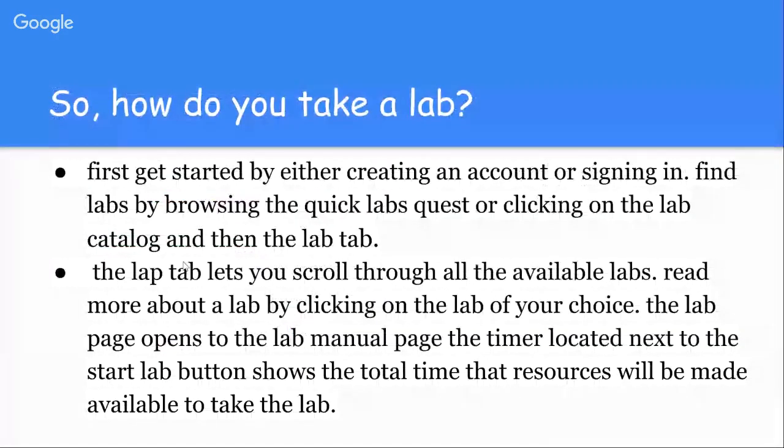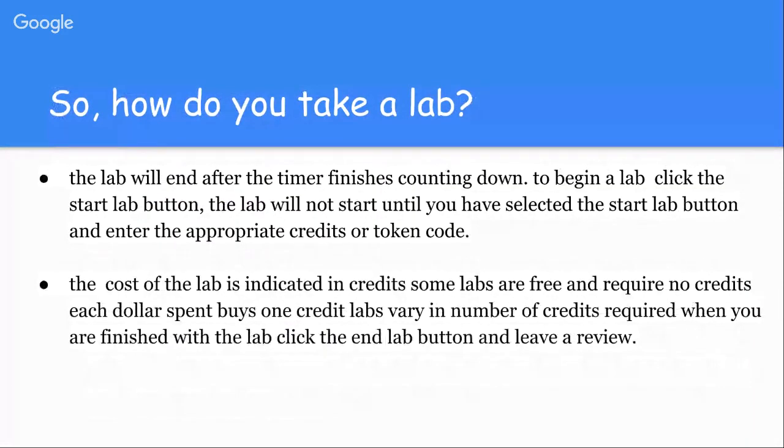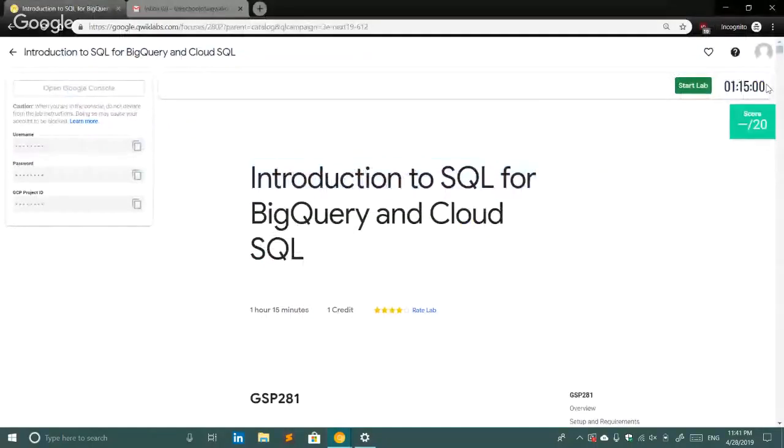So we have made it to the lab. Now let's continue. The lab will end after the timer finishes the countdown. Here you can see there's a timer showing 1 hour and 15 minutes to complete this lab. And in some labs, you will see a scoreboard which tracks how well you're doing in the lab. So this is the start button. After clicking start, your timer will run and you will have only 1 hour and 15 minutes to get the work done. And after the time is up, or you press the end lab button, all your work will be destroyed.